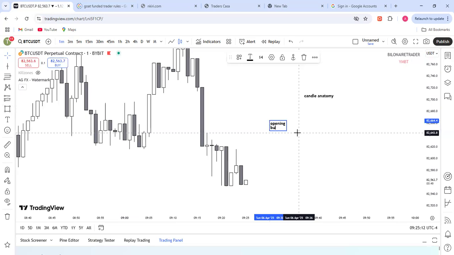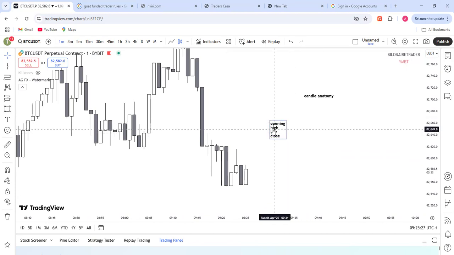We have the opening. We have the high, let me call it the high. We have the low, and we have the close. The opening, the high, the low, and the close.